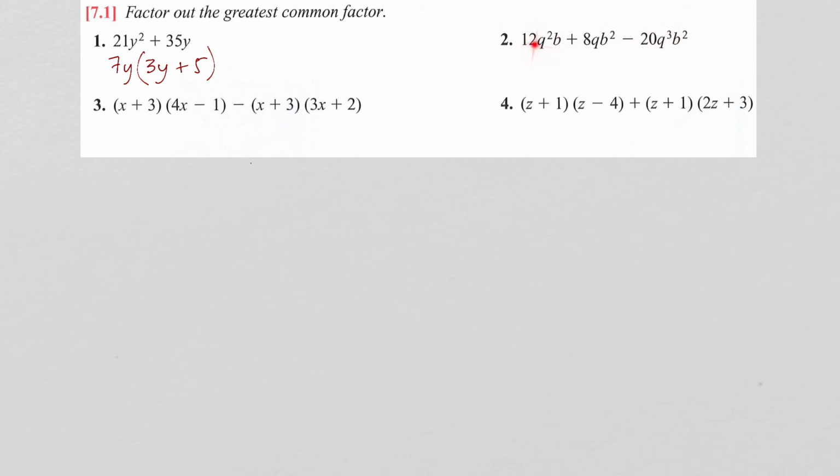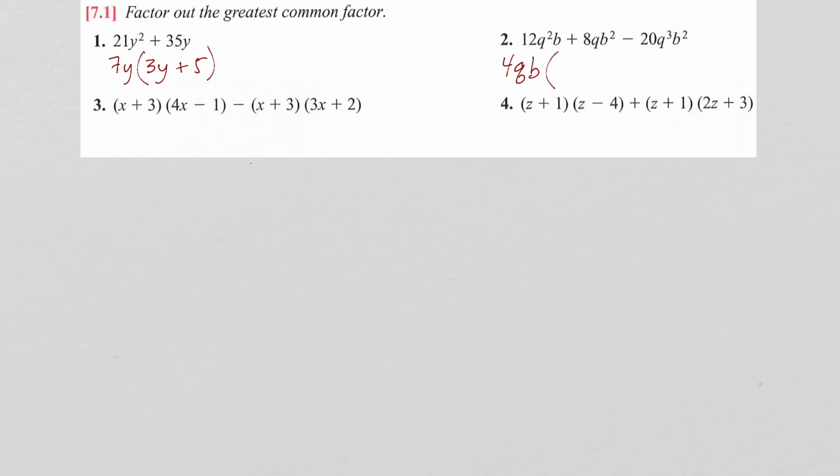So all of these are divisible by 4, so I know I'm going to be taking out a 4. And when we look at the q's, I have 2, 1, 3. 1 is the least, so that's the greatest common factor. And when I look at the b's, we have 1, 2, and 2. 1 is the least, so I choose 1 here.